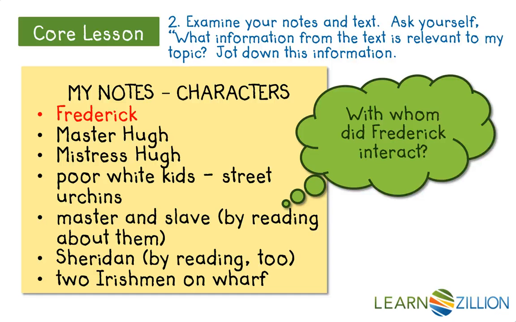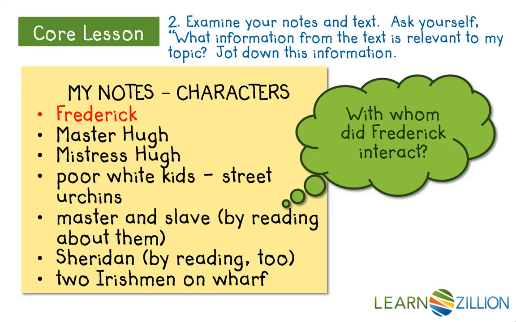There is also mention of poor white kids who are referred to as street urchins. There are many references to characters Frederick read about in a book called The Columbian Orator. These include another slave and his master, as well as a famous speechmaker named Sheridan. I think I should include these 3 because Frederick read about them over and over again, and I remember him writing about what he learned from reading about them.